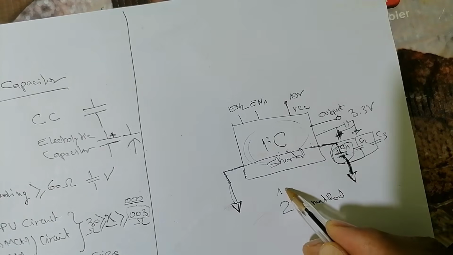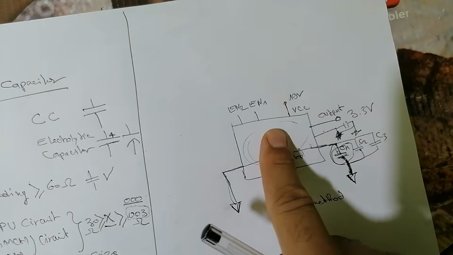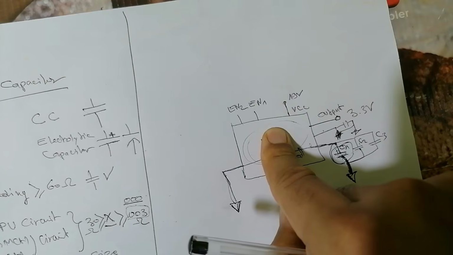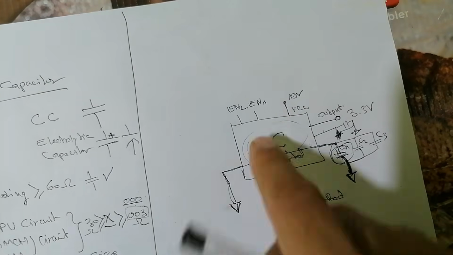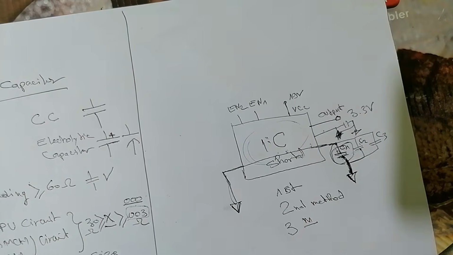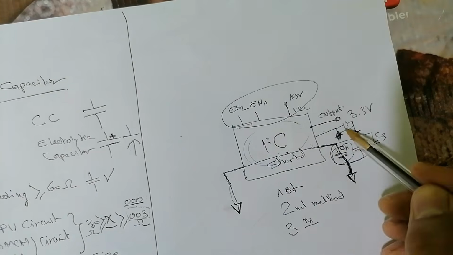But the first method is by checking the heat of the IC using your finger. If you find that the heat is not normal, very hot, it means the IC is bad. And the third method is by checking the inputs and the outputs.